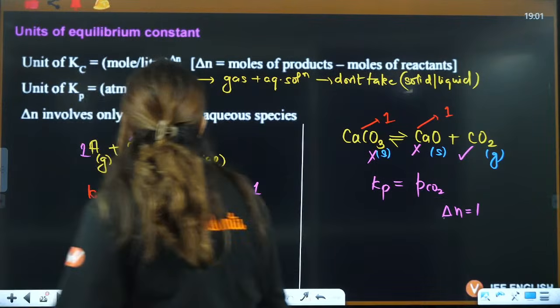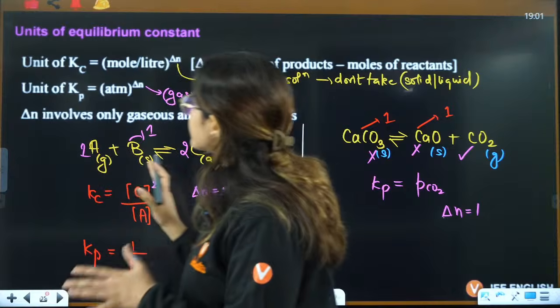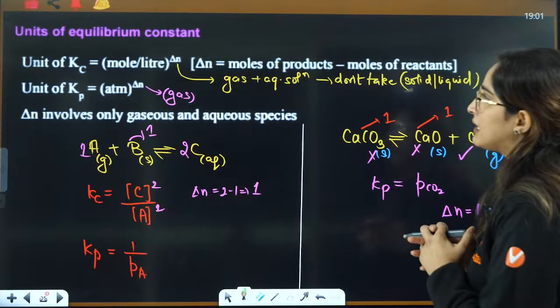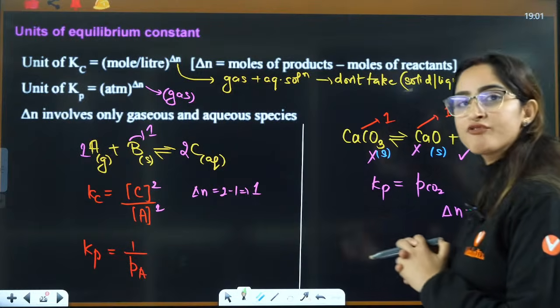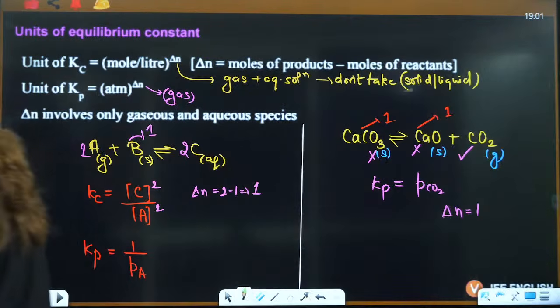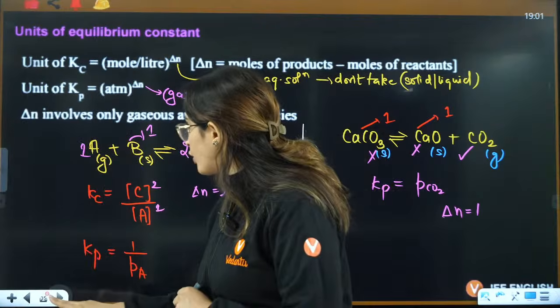This only means we are talking about gas. Okay, so what is the unit of Kc? Mole per liter to the power delta Ng. And the unit of Kp will be atmosphere to the power delta Ng. Tell me, guys, this is an important thing. Tell me if that was clear to all of you or not.